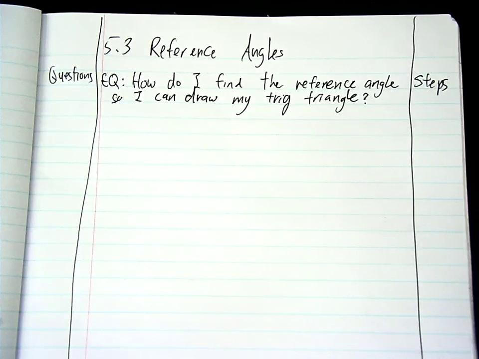Hey, Algebra 2 Trig. We're doing 5.3 reference angles, and the essential question is how do I find reference angles so I can draw my trig triangles? And you need your trig triangles to find sine, cosine, and tangent.